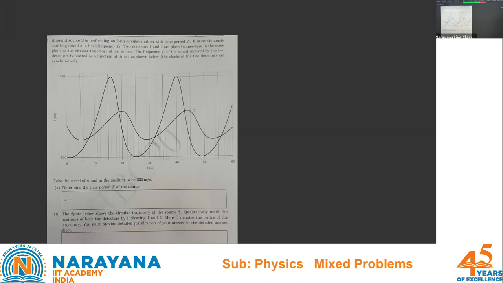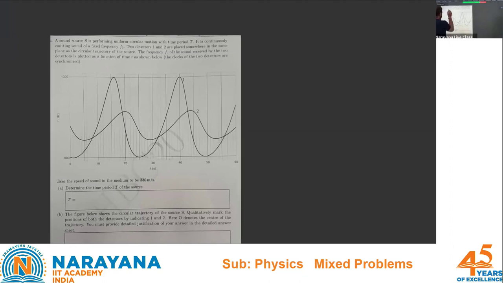I'll give you the graph also appropriately because this graph was drawn on scale and these values and grid do have importance, right? Don't worry. Let us read the question first. A sound source S is performing a uniform circular motion with a time period of T. Now it is continuously emitting sound of fixed frequency f0.